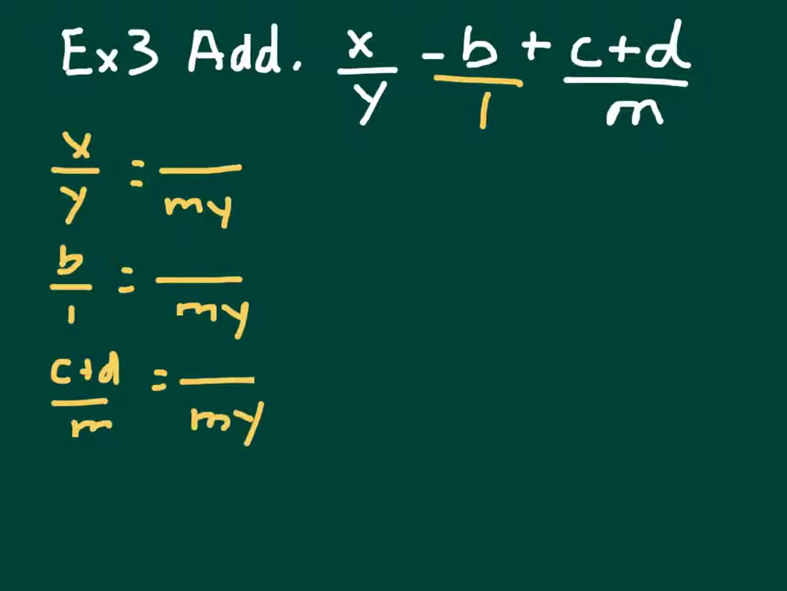Okay, let's find the numerators now. Let's see, y times what is my? I need an m, so I multiply that by m. It simply gives me xm, right? 1 times what is my? Well, I need my, so I multiply the top by my. That gives me bmy.